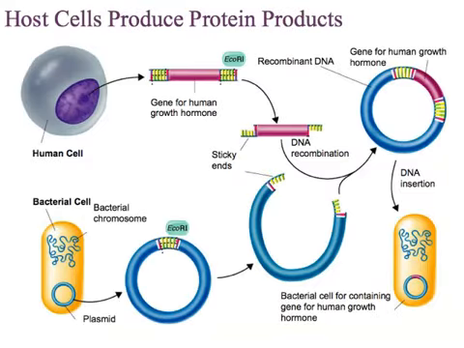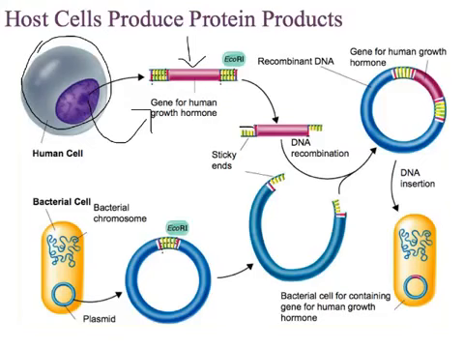Okay, so how is this done? Here's maybe a human cell of a healthy person who does not have dwarfism. What we would do is take out the copy of their gene for normal human growth hormone. This is a DNA molecule. We would then cut it with an enzyme so the ends of the DNA molecule were sticky. In other words, they were single-stranded, so they're going to want to bind with another single-stranded DNA molecule.